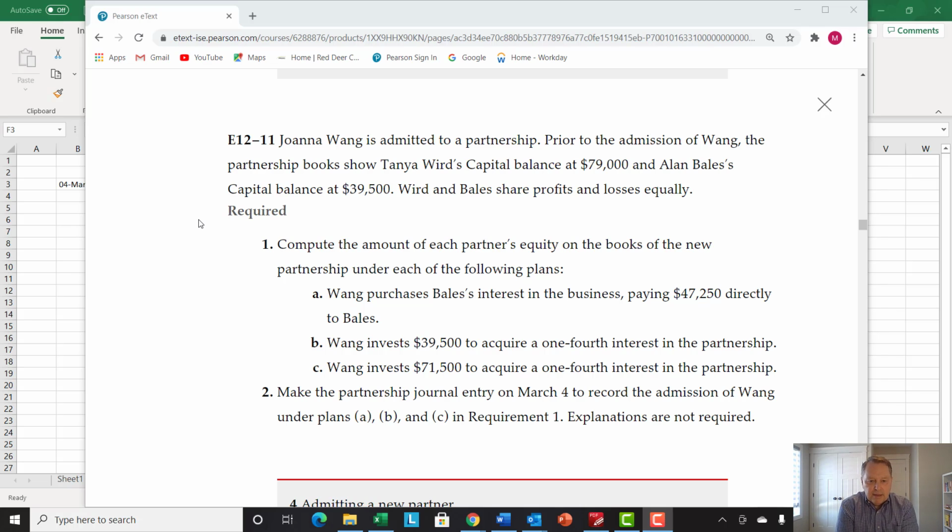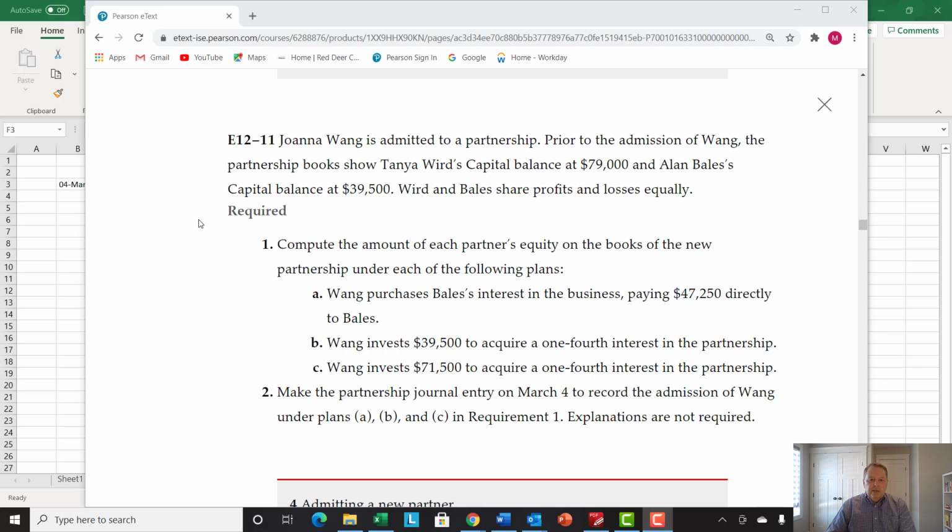So we have a series of plans. A: Wang purchases Bales' interest in the business, paying $47,250 directly to Bales. B: Wang invests $39,500 to acquire a 1/4 interest in the partnership. C: Wang invests $71,500 to acquire a 1/4 interest in the partnership, a slightly higher amount than in B. And then number 2: make the partnership journal entry on March 4th to record the admission of Wang under plans A, B, and C. Requirement 1, explanations not required. We can do that.